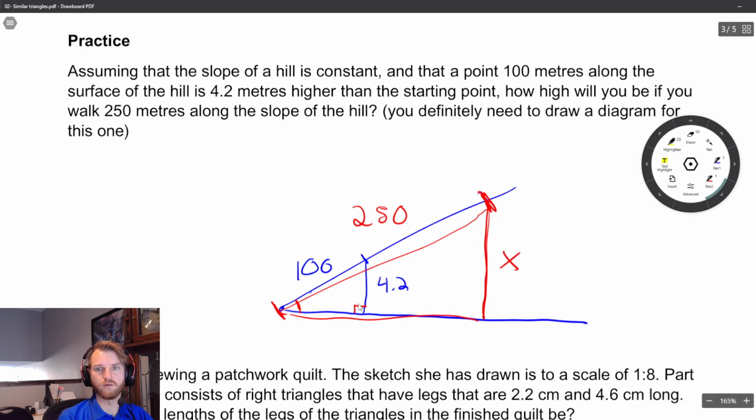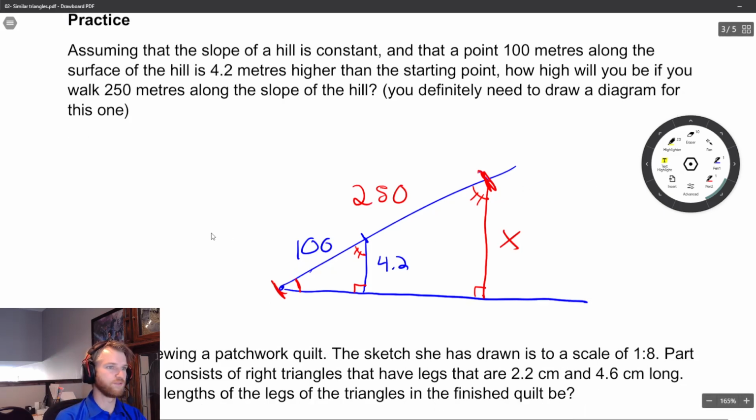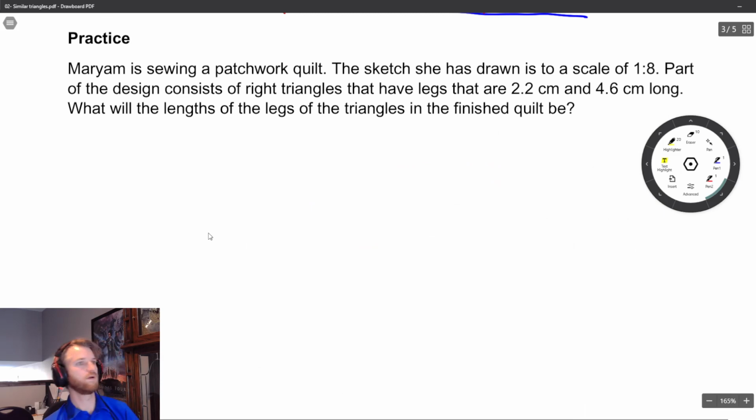So this second triangle also has a right angle, just like our first one, so that matches. And it uses the same angle here, so it has two angles the same, and so that third angle is also going to be a match. They both have a 90 degree angle, and so this angle here is going to have to match as well, because they are all going to add up to 180. So that means we have two similar triangles. We can use our scale factor. Okay, so that's the setup for that one.